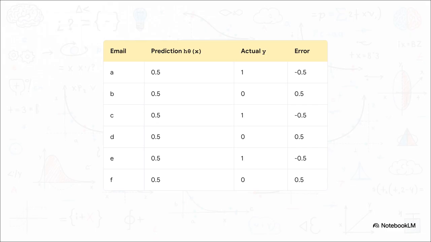We then feed that 0 into a special function called the logistic function, which squishes any number into a probability between 0 and 1. And it just so happens that a 0 always comes out as 0.5. So the model's first guess for everything is a 50-50 coin flip. Now we calculate the error. Prediction minus actual. For the spam emails, that's 0.5 minus 1, which gives us negative 0.5. For the non-spam, it's 0.5 minus 0, which is positive 0.5.